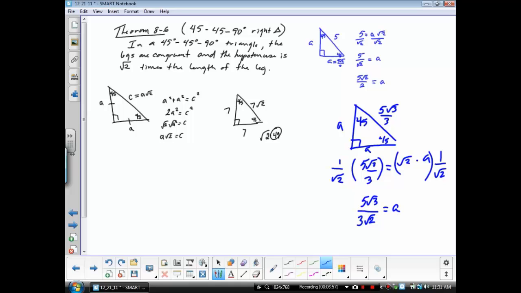I have to rationalize the denominator. How do I do that? Multiply by root 2 on top and bottom. So I'm going to get 5 root 6 over 3 times root 4. So over 6, because root 4 is 2. Let's move that up.